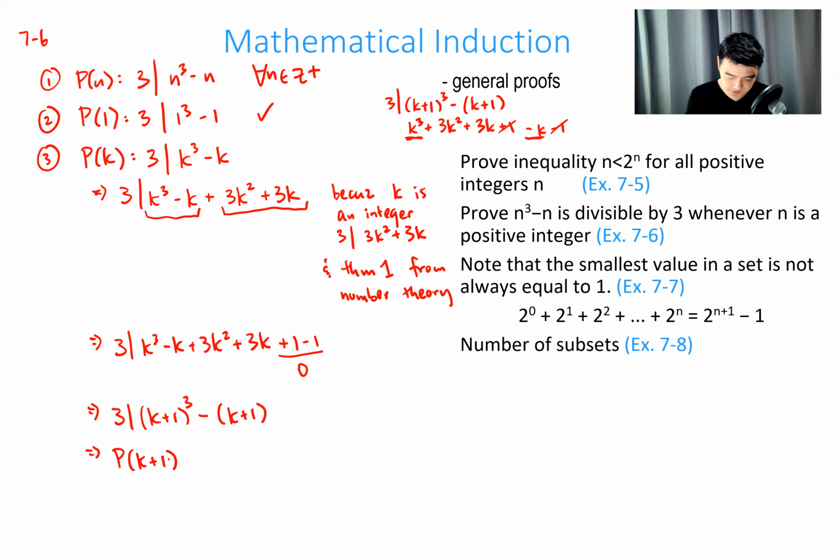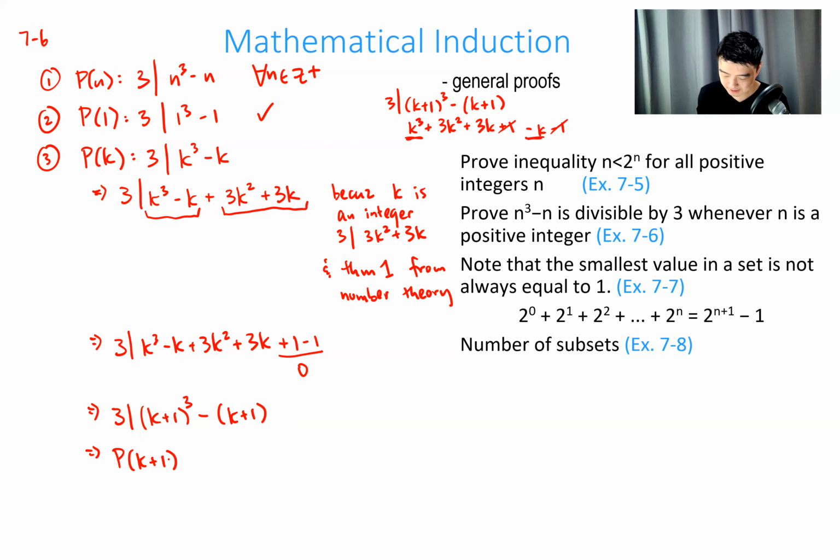Now, the next example, 7-7, I'm going to leave a little bit later. In fact, I think we're going to take a look at it in class. So I'm going to leave that for now. I'm going to skip over it. And instead, I'm going to tackle the number of subsets, which is 7-8.